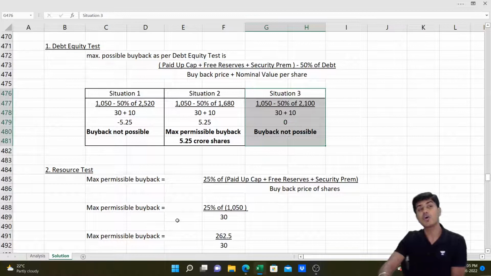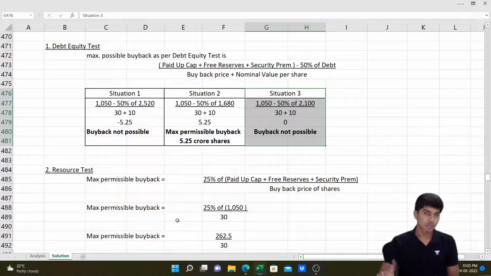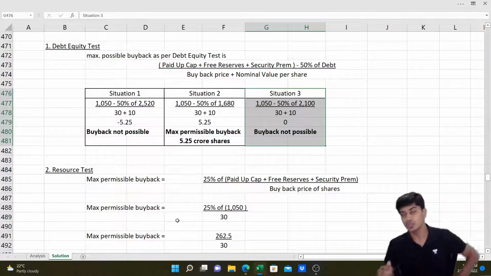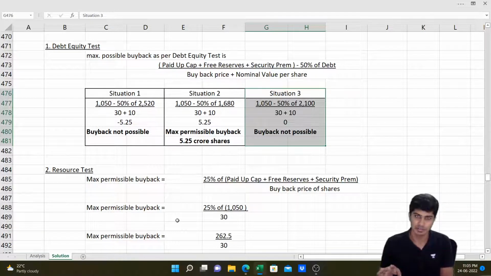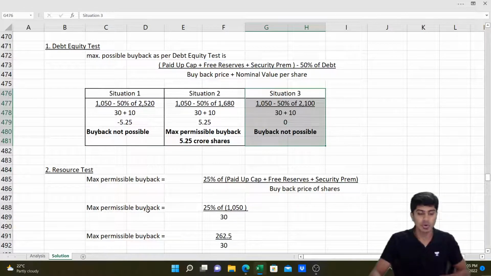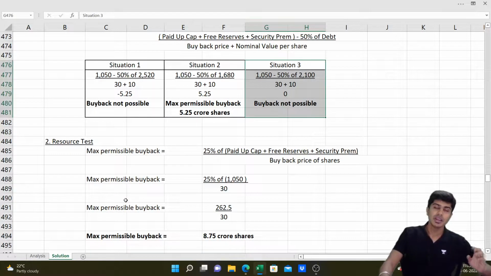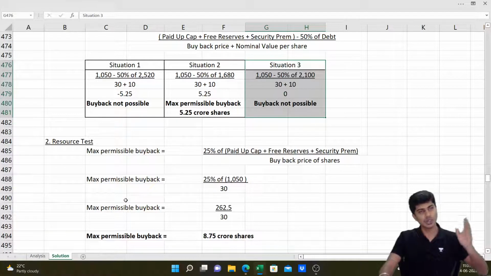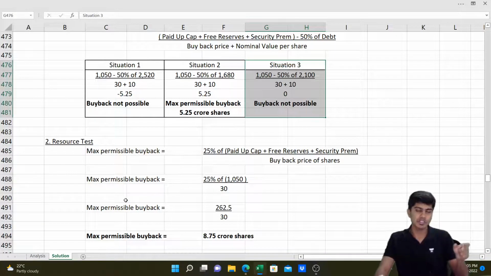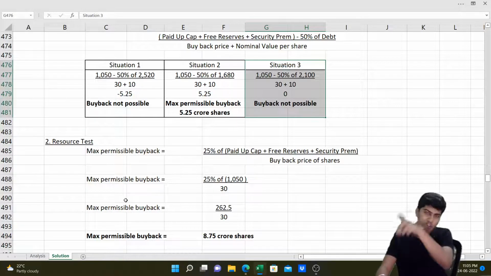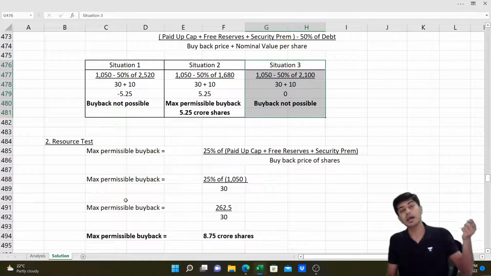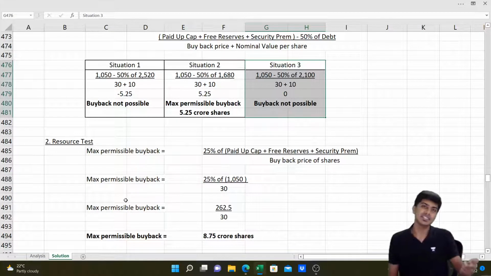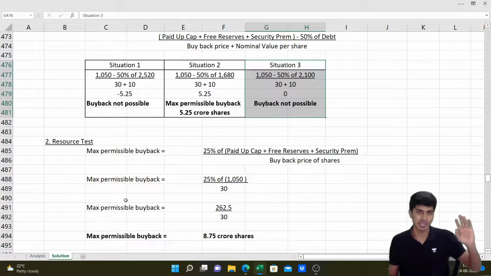Resource test talks about how much money will be used for buyback. So here, when we say amount of money used, it doesn't just come to the nominal value of the money paid. No. It is buyback price, nominal value plus premium. So what do we do? The maximum permissible buyback limit is 25% of equity. So 25% of paid up capital plus free reserves plus security premium is the total money that can be used. I'll divide this by buyback price per share, so that the answer that I get is the maximum number of shares that can be bought back.